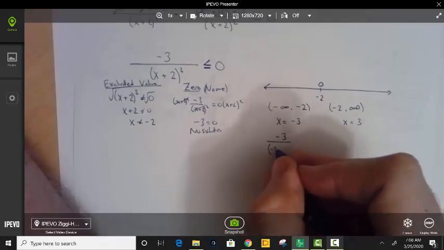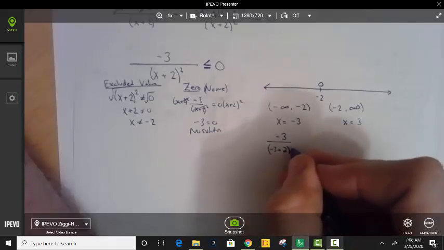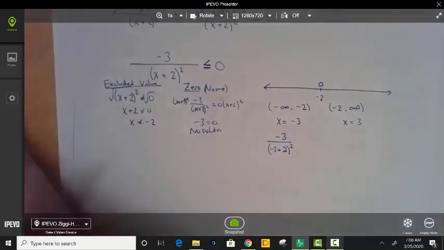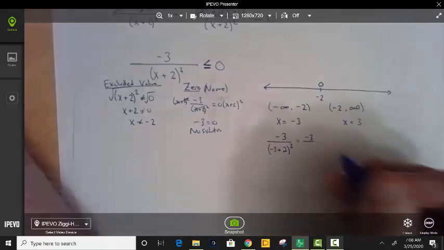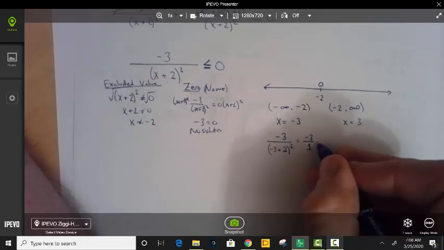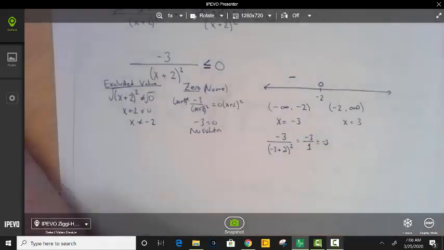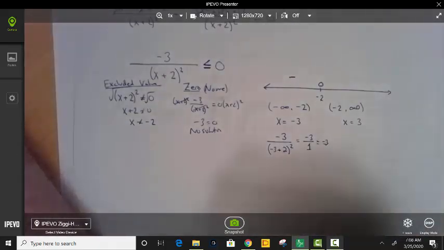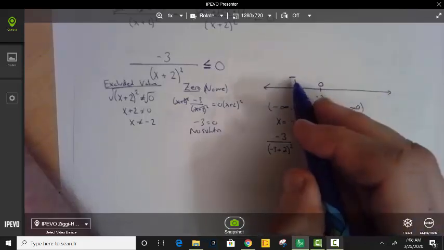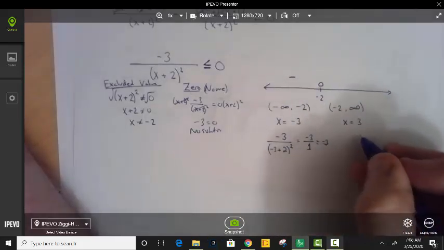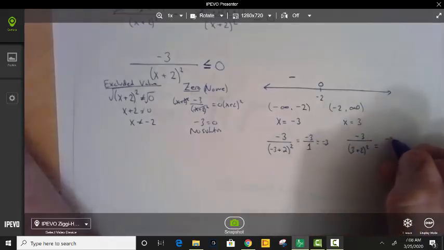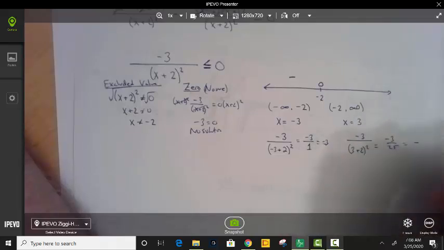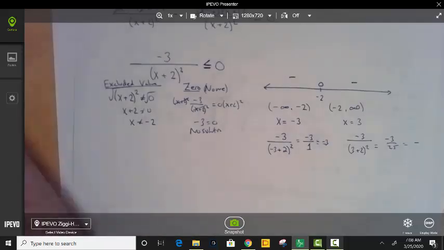Negative 3 over negative 3 plus 2 squared. And that's negative 3 over negative 3 plus 2, which is negative 1. Negative 1 squared is 1. Negative 3 divided by 1 is negative 3. Key thing is, on this interval, it is negative. Just because this is negative doesn't mean that the other is automatically positive, and that's exactly what happens here. When we plug in 3, we get negative 3 over 25, which is negative also.